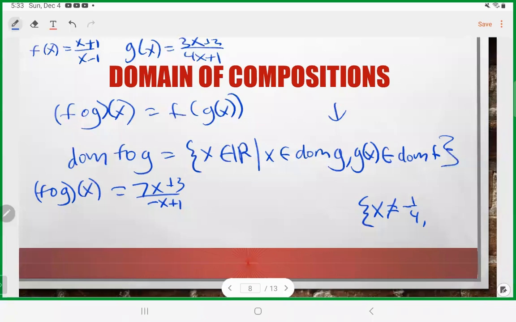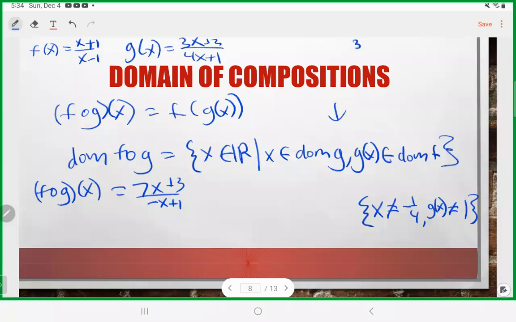Now, Kaylee, what is the domain of F? X cannot be equal to 1. Very good. But what is acting as x in this case? It's g of x. G of x is the input of F. So therefore, g of x cannot be equal to 1. Do you agree?